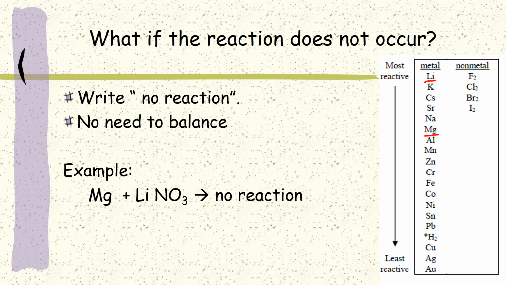If I took some lithium nitrate and dropped a hunk of magnesium in it, the magnesium is just going to stay what it is. It's not going to react. It's not going to bubble. There's just going to be a piece of magnesium that would sink down or float to the top, depending on density. So if the element in the compound is higher on the list, then the reaction doesn't occur. If the element by itself is higher on the list, then the reaction will occur.